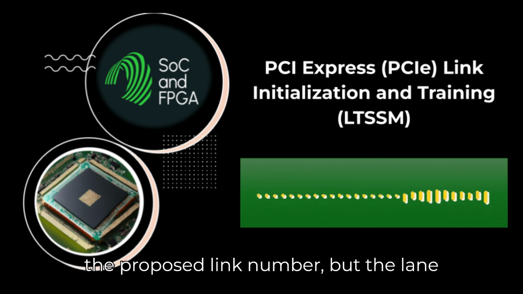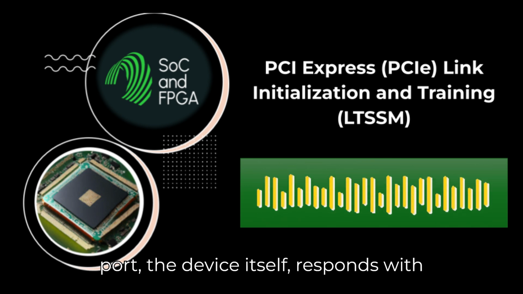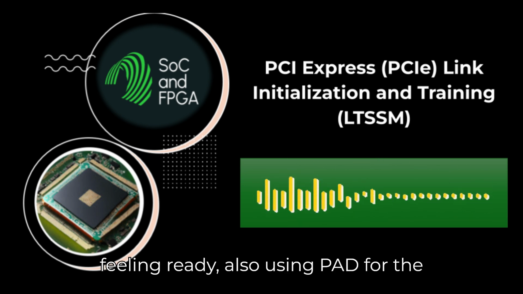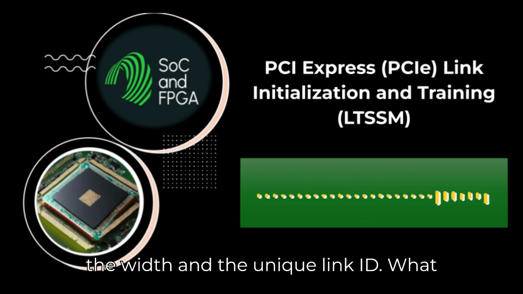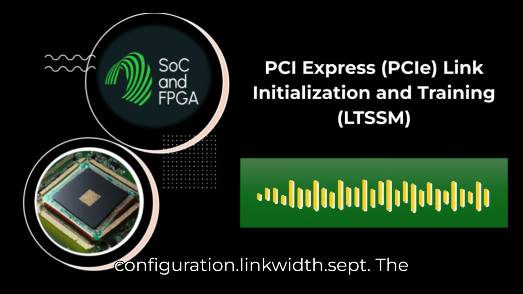These TS1s have the proposed link number, but the lane number field is still PAD. The upstream port, the device itself, responds with its own TS1s, or maybe TS2s if it's feeling ready, also using PAD for the numbers. So the downstream port proposes the width and the unique link ID. What next? Next is Configuration.Linkwidth.Accept.